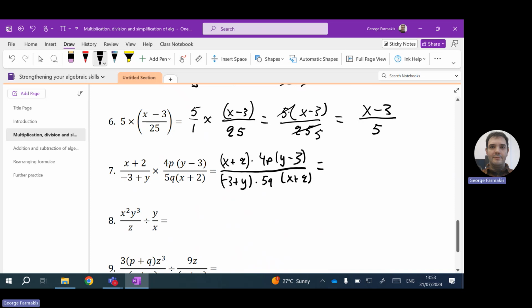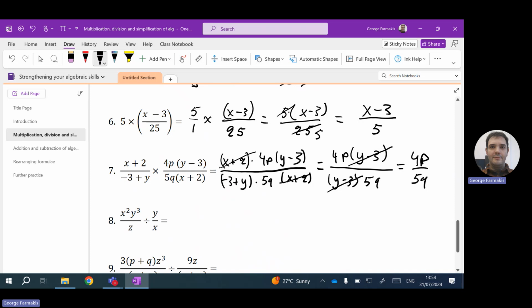What can we simplify here? So first we see that we have x plus 2 and x plus 2, numerator and denominator. So here we can forget this. 4p y minus 3. The bracket minus 3 plus y, we can write it as y minus 3 as well. Okay, it's the same thing. So y minus 3. And then we get 5q. So we can simplify this bracket too. So we have 4 times p over 5q.